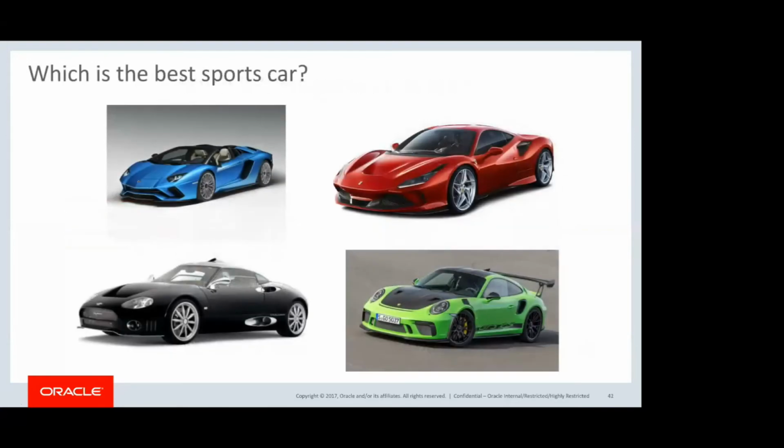So this is the most important slide in the entire talk. Which is the best sports car? There's some Italian car. I think that's another Italian one. I think that's a German one. I think that's a Dutch one. Which is the best car? I'm sure there's opinions.